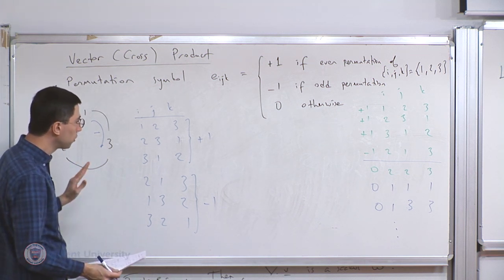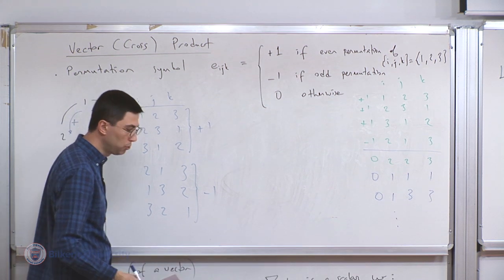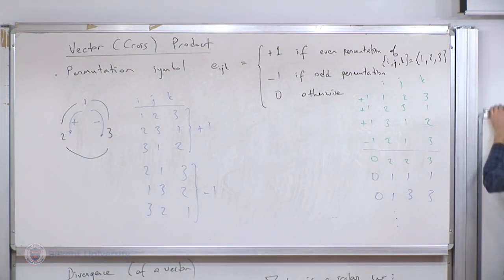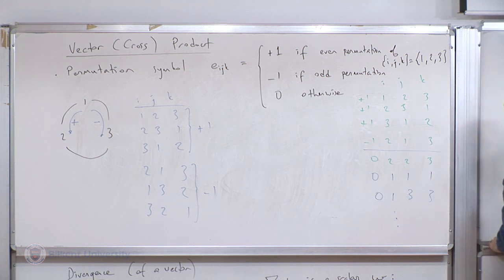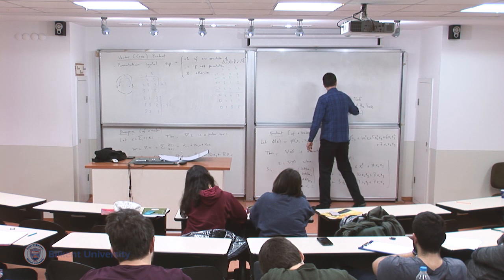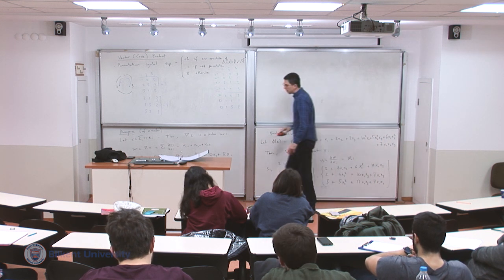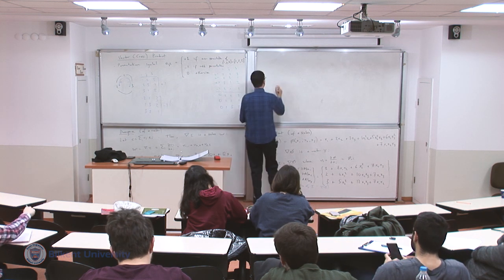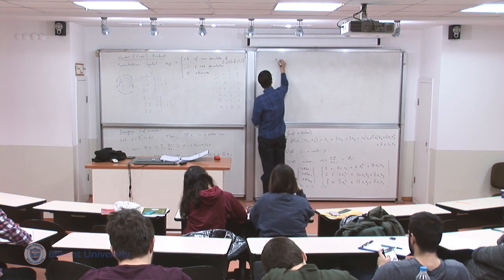Now the permutation symbol is nice because using the permutation symbol, you can define the cross product very compactly. And it will also allow us to define the curl operation somewhat more compactly. Okay, so let me erase this part first. All right, so I'll define the cross product.